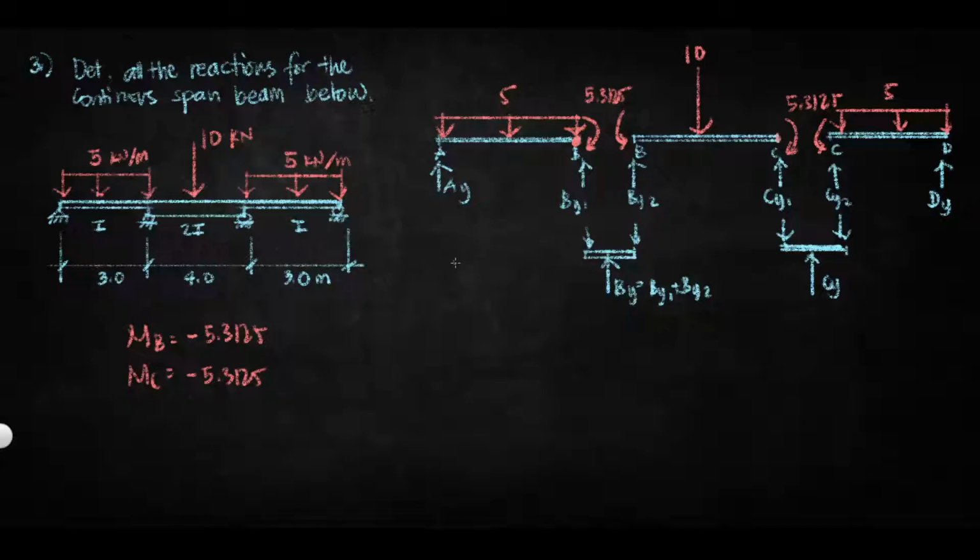So, dito, positive clockwise, no? Moment at B. Okay, considering span AB or segment AB. So, we have 5.3125 plus AY times 3 and minus 5 times 3 times 1.5 is equal to 0. So, we have AY is equal to 5.73.